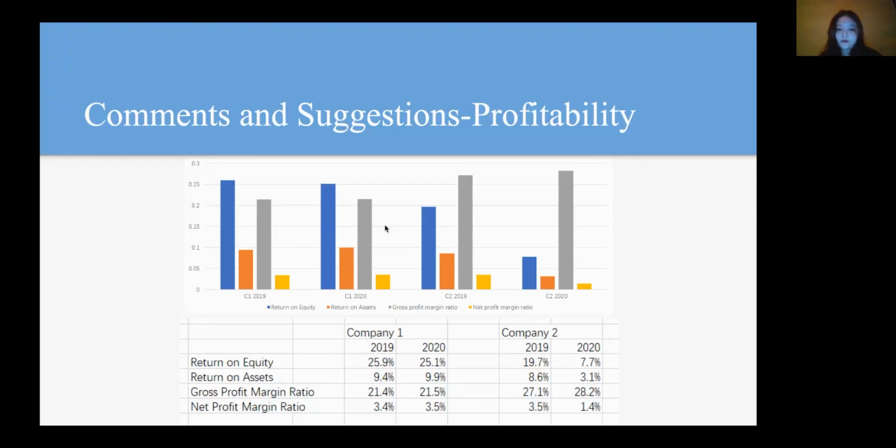Net profit margin has also increased by 0.1%, and this is partially due to the increase in gross profit margin. For Company 2, return on equity has decreased by 12%. Return on assets has decreased by 3.1%. Gross profit margin has increased by 1.1%, and net profit margin has decreased by 2.1%. It can be seen that the overall profit of Company 1 is increasing, but the overall profit of Company 2 is decreasing. So from the point of view of profitability, it is recommended to choose Company 1.